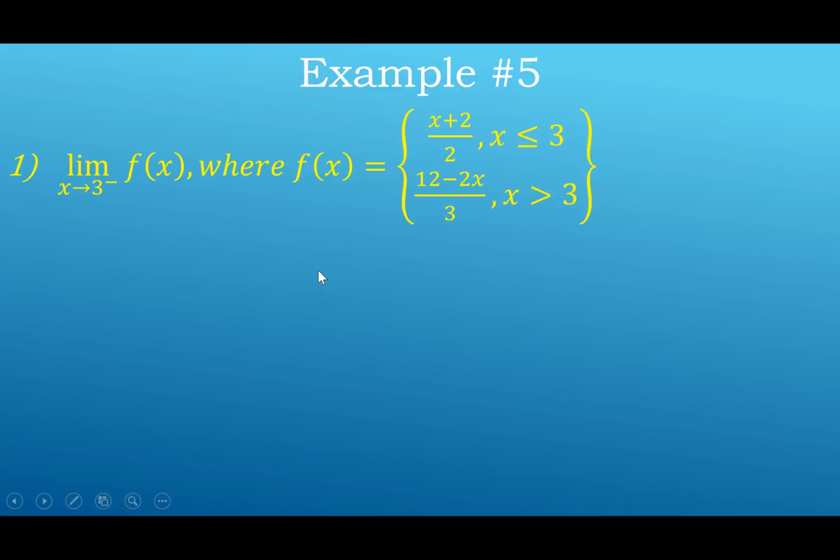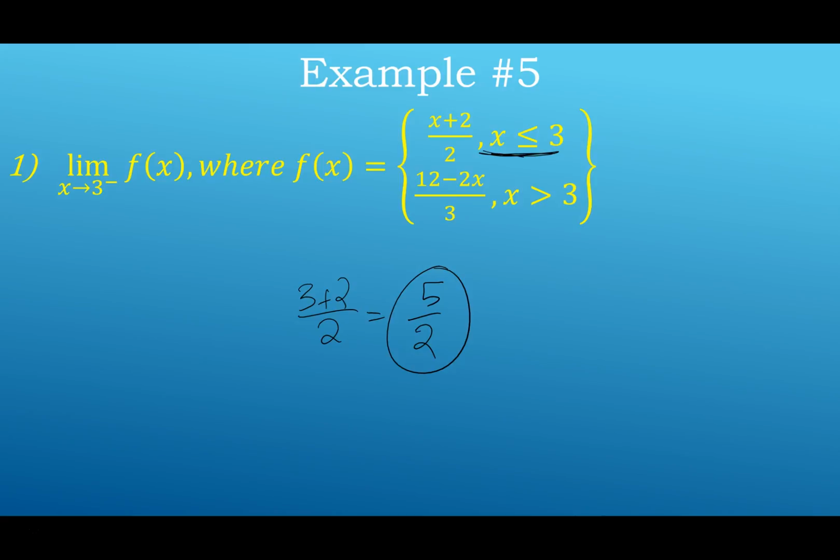So for example, if I want to find the limit of f of x as x approaches 3 from the left, where this is my f of x function, I must find what is to the left of 3. This first function is for when x is less than 3. Well, that's to the left, so I'm going to work with this one. I'll plug 3 into x plus 2 over 2 and get 5/2. Very straightforward.